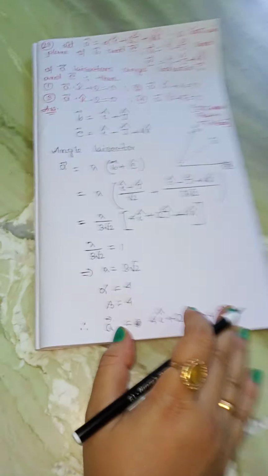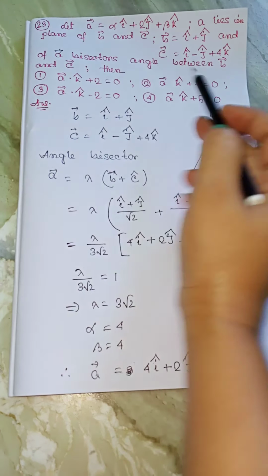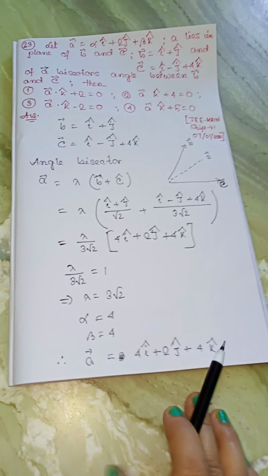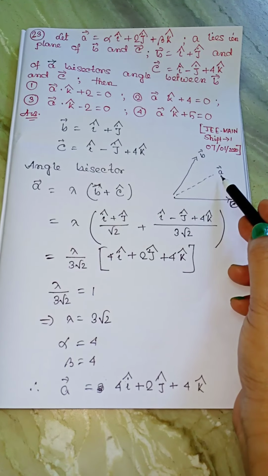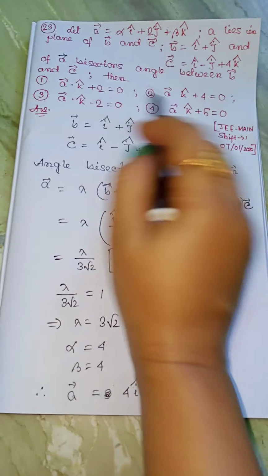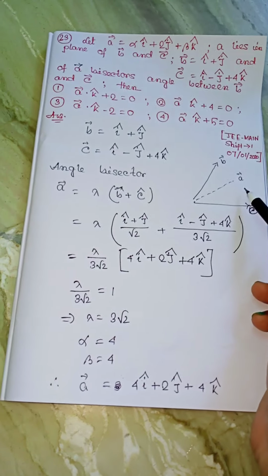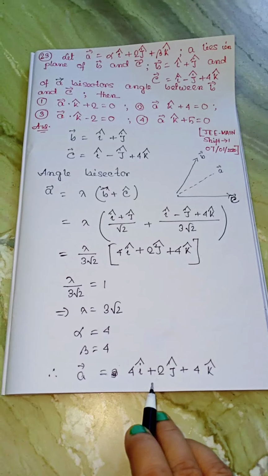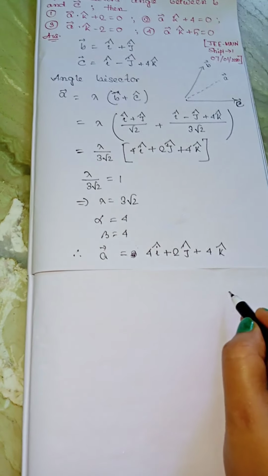But here is the question: no other option A is present here. So what is the question telling about? Is it the internal bisector or external bisector? It is not clear in the question. A bisector, only A. If it is an internal bisector, then A becomes this. Either it is an external bisector, then other cases happen.